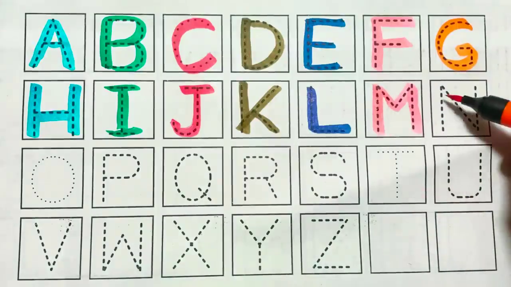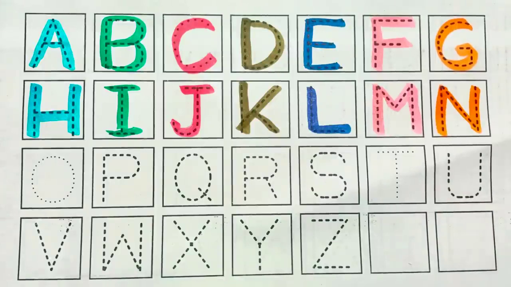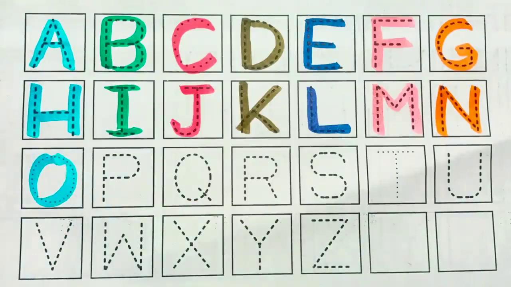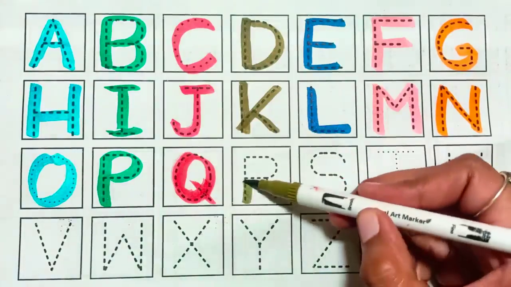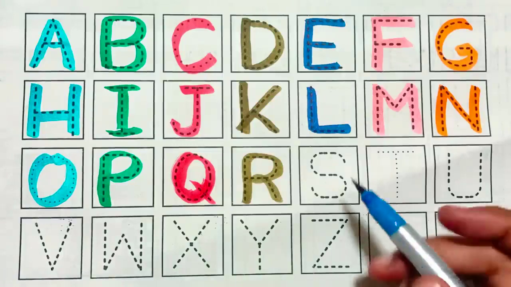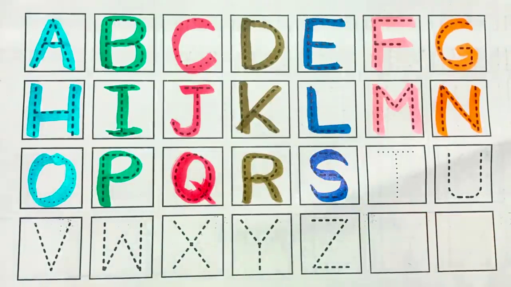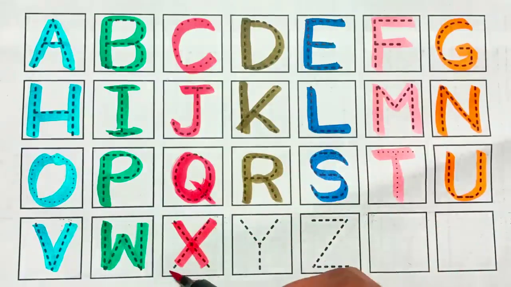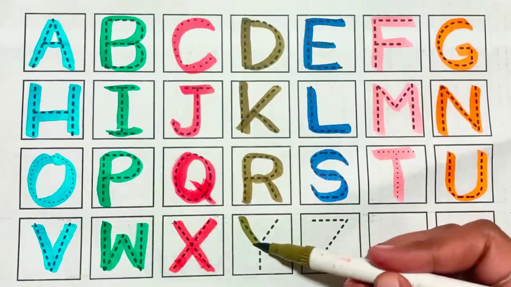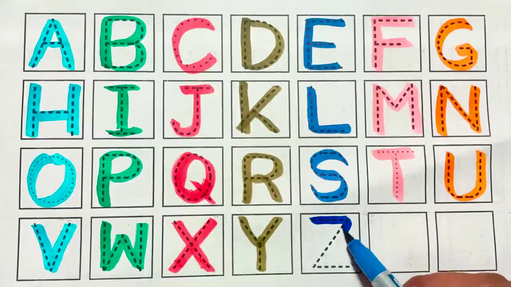monkey, N for nest, O for orange, P for parrot, Q for queen, R for rose, S for snake, T for tiger. U for umbrella. V for van. W for watch. X for xylophone. Y for yak. Z for zebra.